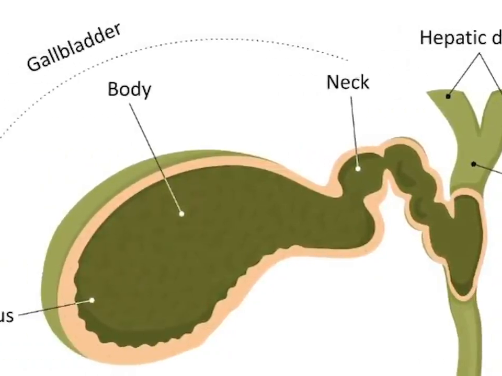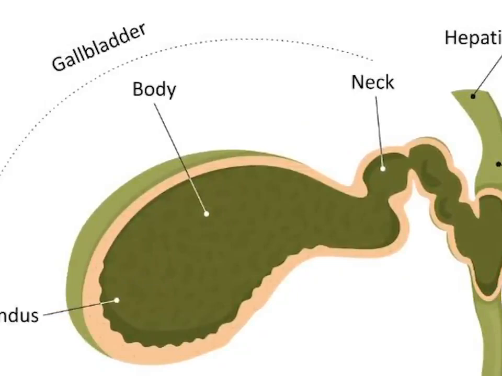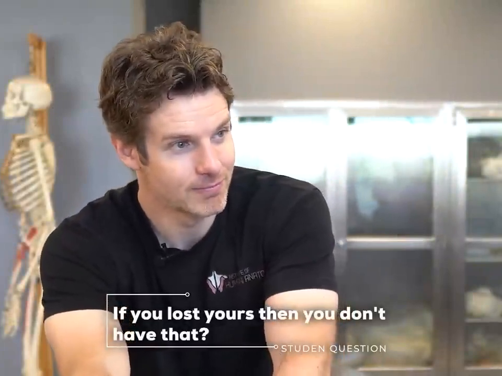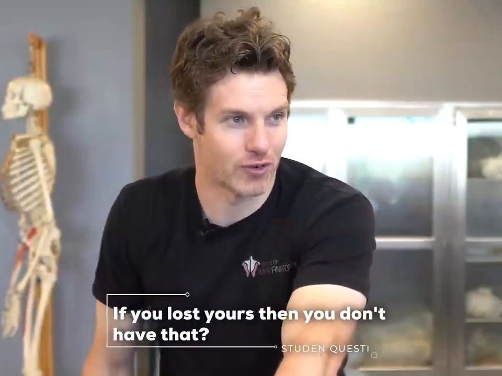And if it's a really fatty meal and the person has a gallbladder, then the gallbladder will also squeeze and push extra bile. If you've lost yours, then you don't have that. Yeah, you don't have that extra reserve, if you will. Now you can still break down fat if you don't have a gallbladder, because you can still produce the bile, because that's what the liver does.